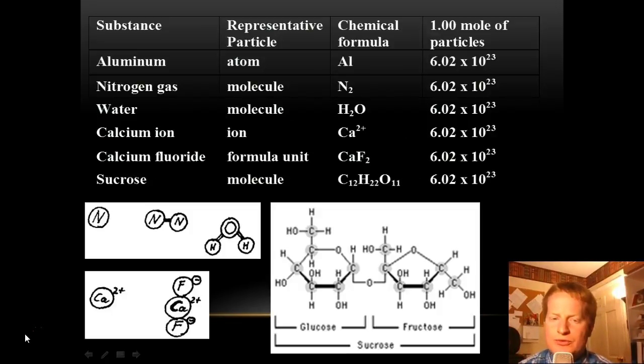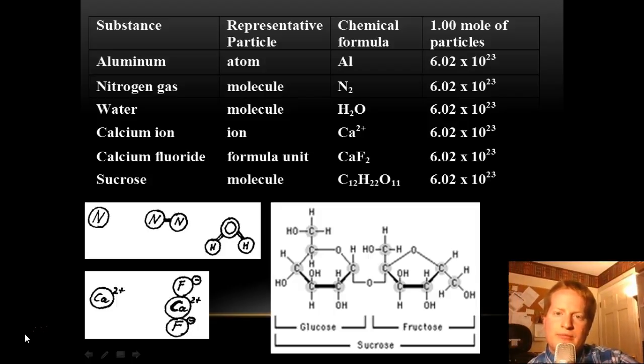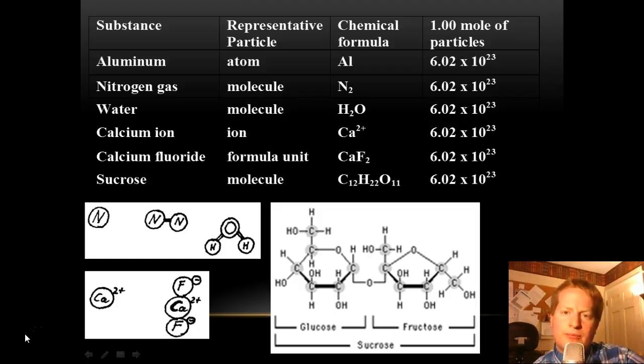When we are talking about moles, though, we have to be careful that we use the correct representative particle. A representative particle is just whatever species of particle you're referring to. For example, if we're talking about just the element aluminum, then the particles that represent aluminum are atoms of aluminum. If we're talking about the molecule nitrogen as in nitrogen gas, the particles that represent that are molecules. They're not just atoms. Nitrogen gas is a joined molecule of N2.